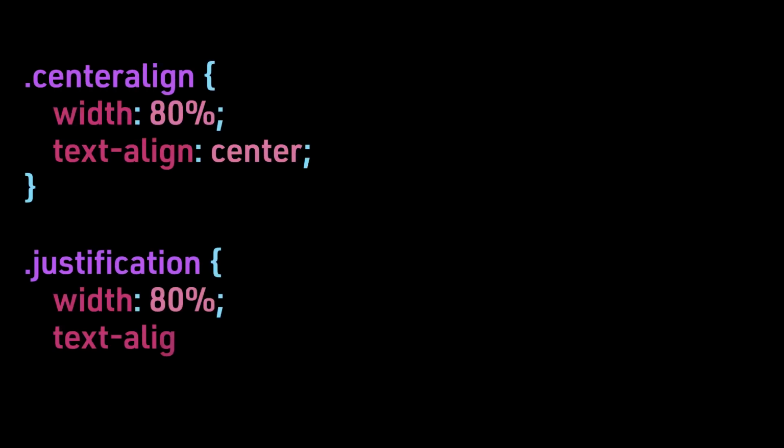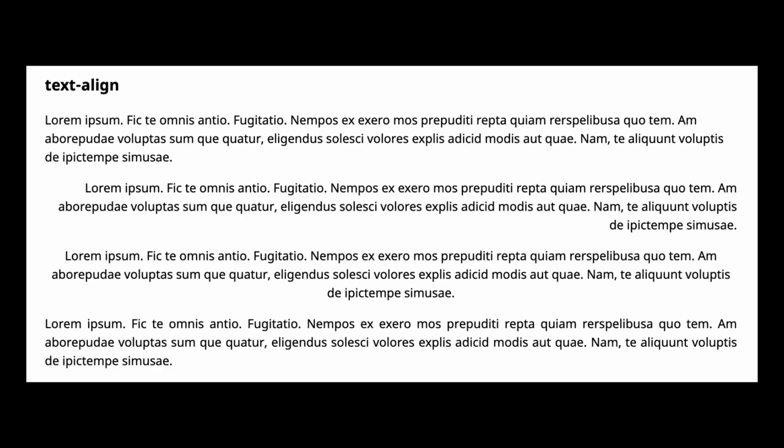In the second set of examples, we will center align the text with width 80% text align center, and class justification, we will justify the text. Text align justify. Here is the result.